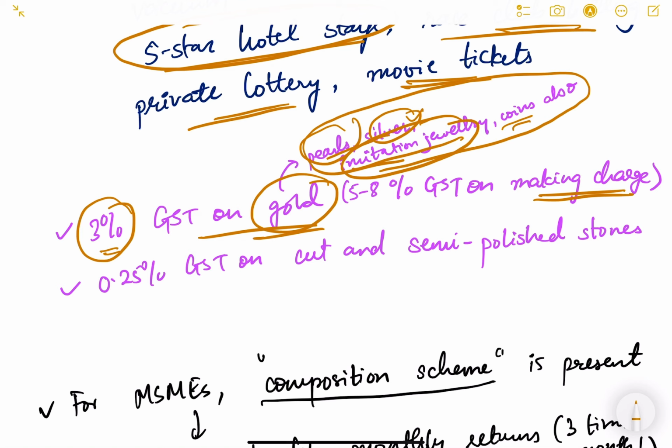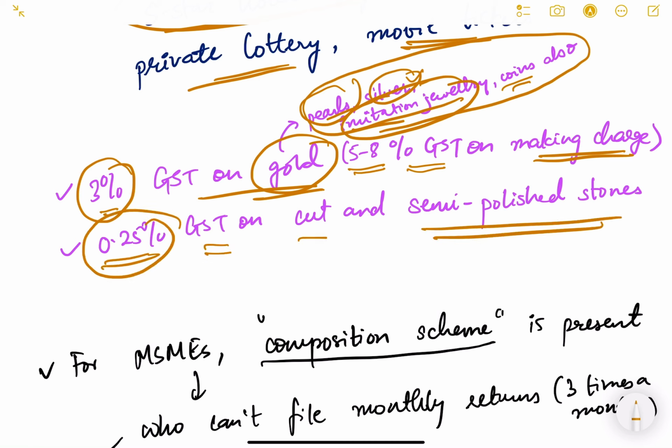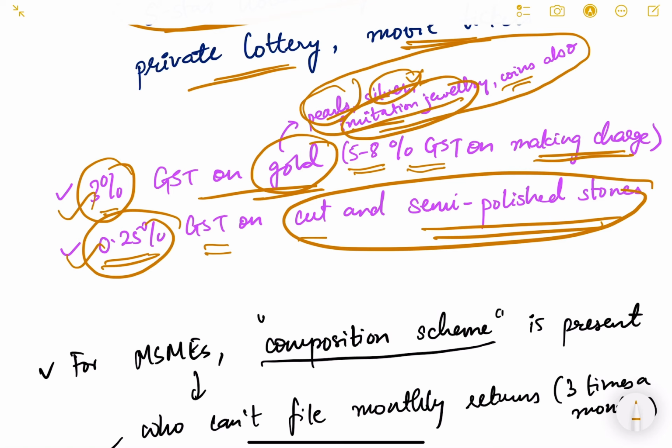It is a kind of service, and they can charge it from 5 to 8%. It depends from one state to another. So this is a special GST rate. Then there is a 0.25% GST on cut and semi-polished stones also. So these two are the special GST rates which don't fit into these categories.